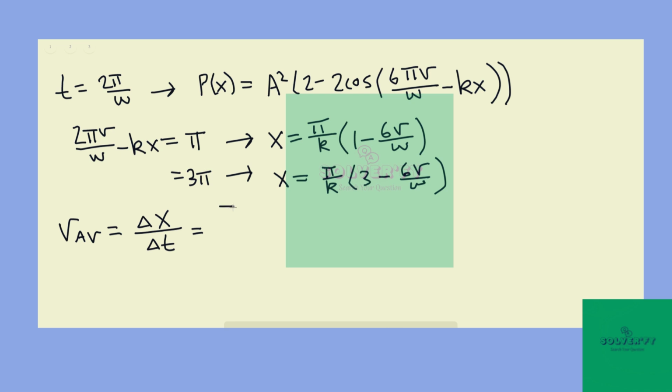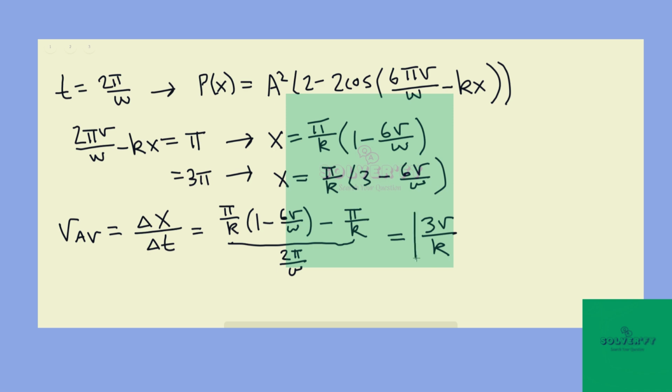So we would have pi over k, 1 minus 6v over omega. That's for case 2, when time's increased. Now for time equals 0, we're subtracting by pi over k. So this is describing the movement of a maximum probability point in time. And the time difference is obviously 2 pi over omega. So we collapse this fraction down a bit, and we end up with 3v over k.